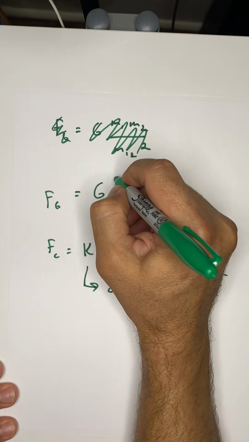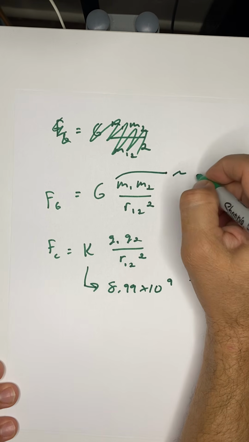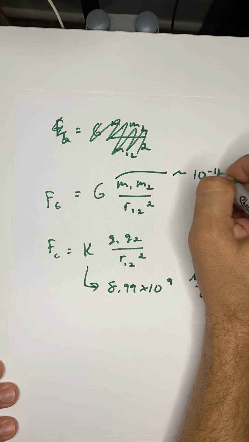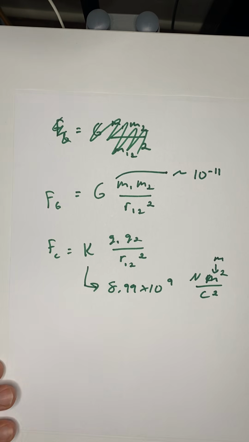Remember, gravity was on the order of, I can't remember the exact number, but it's on the order of 10 to the negative 11th. That means that the electrical force is 20 orders of magnitude greater than the gravitational force. Of the four fundamental forces in the universe, these are two of them. Gravity is by far the weakest, and Coulomb is the next strongest. It's a much more powerful force than gravity.